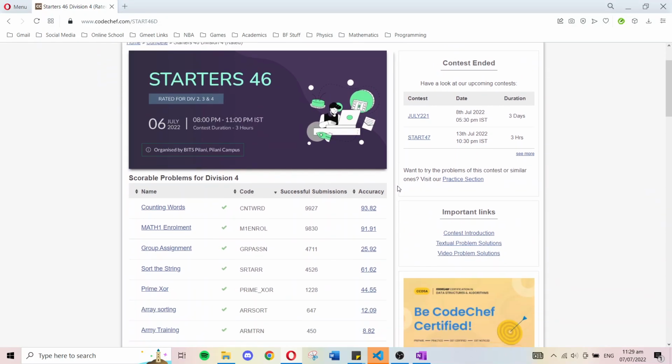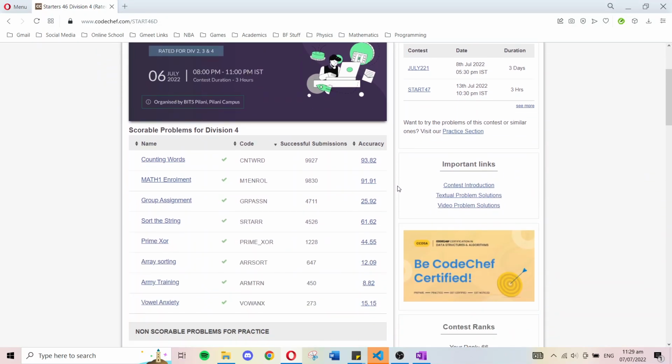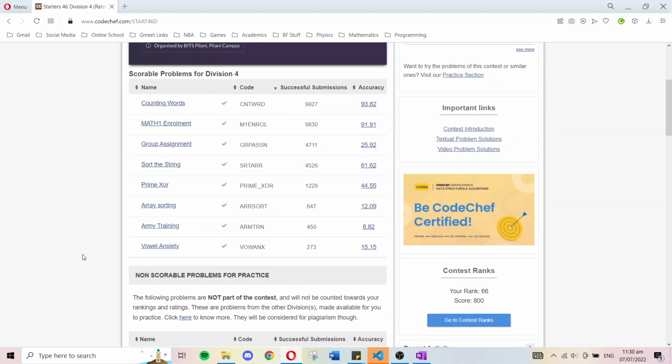Just a quick intro, talking about my experience with the competition. I think this one was easier than the previous competitions I had. It's just that I got stuck in one problem. I think it was array sorting. Yeah, I got stuck in array sorting, and I also had troubles doing vowel anxiety because I messed up an implementation detail.